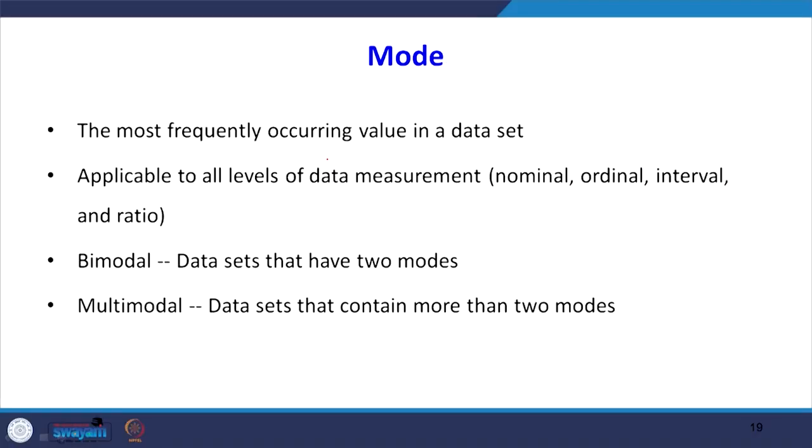Now, mode. The most frequently occurring value in a data set is the mode, applicable to all levels of data measurement: nominal, ordinal, interval and ratio. Sometimes the data set may be bimodal. Bimodal means data sets that have two modes, that means two numbers are repeated the same number of times. Multimodal means data sets that contain more than two modes.